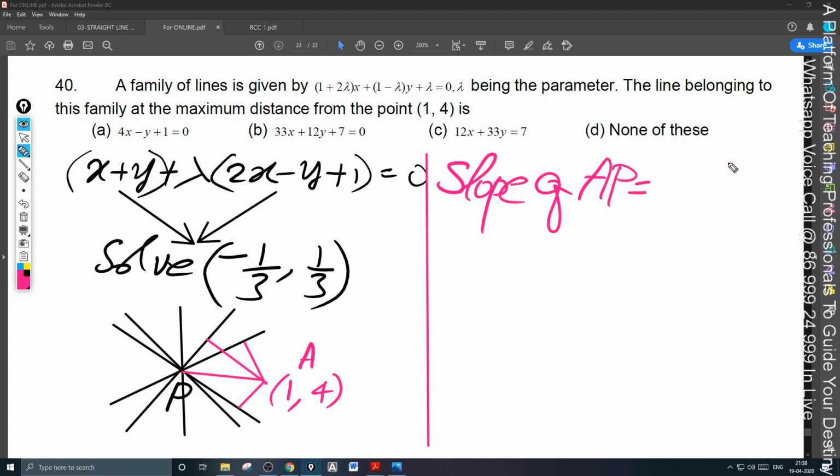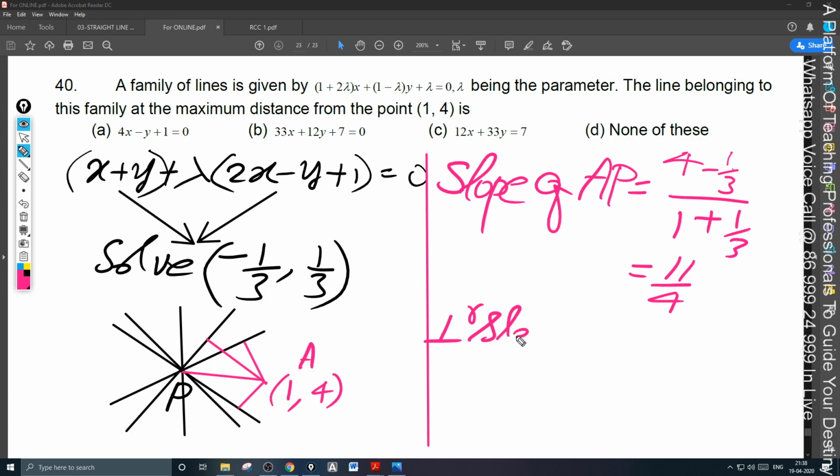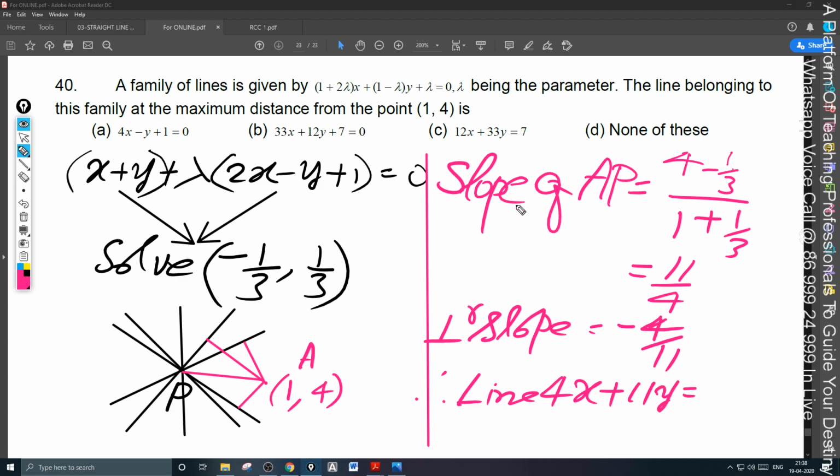Slope of AP is equal to 4 minus 1 by 3 divided by 1 plus 1 by 3. What is it? 11 divided by 4 is the slope. The perpendicular slope is equal to minus 4 by 11. Therefore, line 4x plus 11y is equal to, substitute the point now.